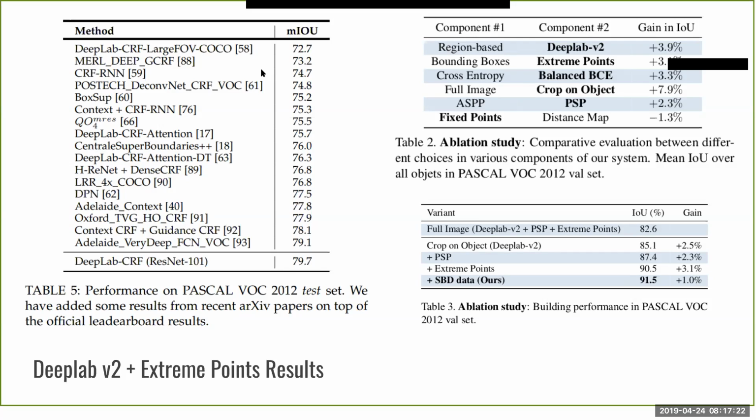The biggest gain they get is from cropping the image. So basically cropping the image based on the extreme points, which makes a lot of sense because you're getting rid of a lot of the background and the network no longer needs to actually consider those things.